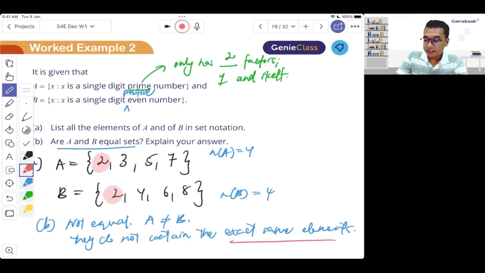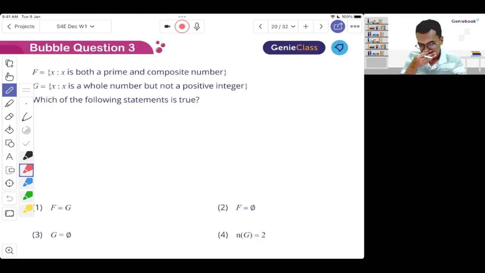Very, very simple. Now let's move on to bubble question 3. In this case, I've got set F and set G. Set F is a set where the elements are both prime and composite numbers, and set G is a set whose elements are whole numbers but not positive integers. Now, which of the following statements is true? It sounds a bit confusing, but I want you to take some time to really think about it. Before we go into the question, a prime number, again, only has 2 factors.